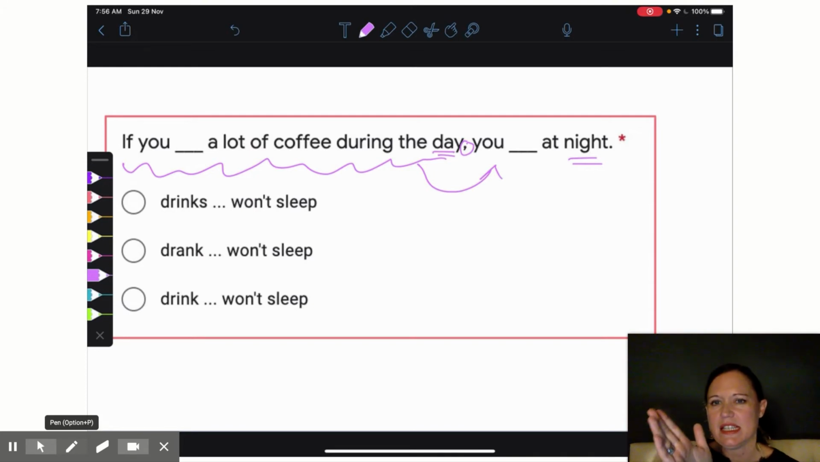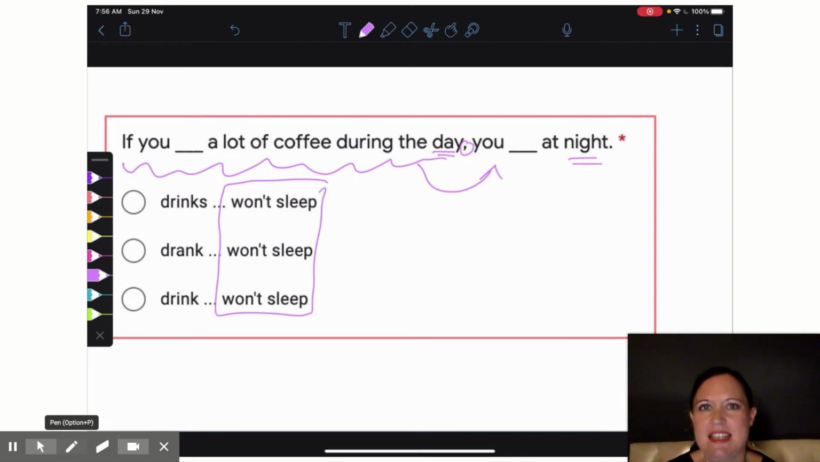So what would happen during the day with coffee that would impact or cause a result at night? Well, this one's pretty easy because all of my second choices are the same. You won't sleep at night. So now I just need to see which of these if clause verbs are in the correct present tense. And that is if you drink. Because remember, you is plural always, so I don't need an S on my present simple verb. So if you drink a lot of coffee during the day, you won't sleep at night.